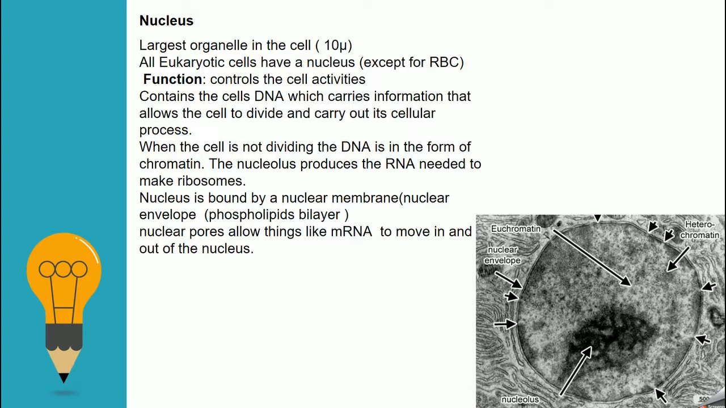So as you can see in the bottom right hand corner in the diagram, in the micrograph, you have these little splotches in the nucleus. These little tiny dots are called chromatin.